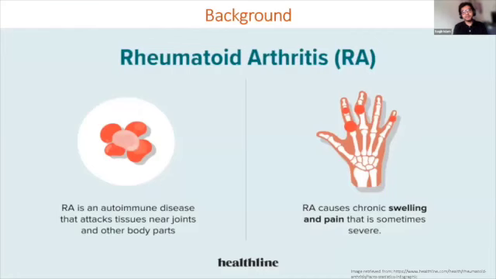So a bit of background about rheumatoid arthritis. It is an autoimmune disease that attacks the tissues near joints and other body parts, particularly in the hands and wrists of patients. It causes chronic swelling and pain, sometimes severe, and if left untreated, it can be fatal as well. The problem with RA is that if it is not diagnosed at an early stage, it progresses pretty quickly, and early detection is necessary to provide appropriate treatment plans and make sure that it does not progress to a very severe state. It is a difficult task to do from baseline images and also requires a lot of expert intervention.